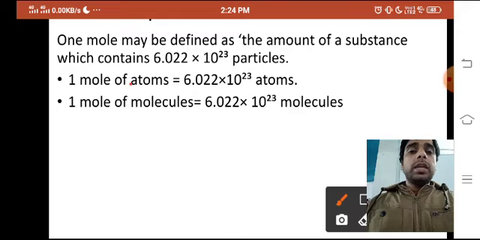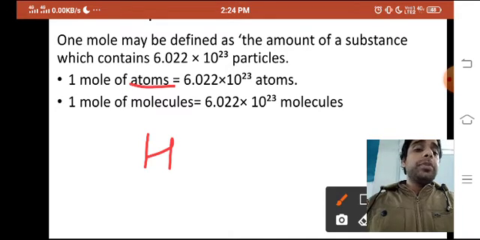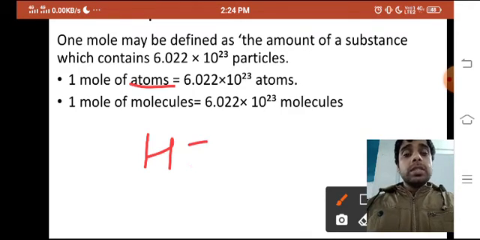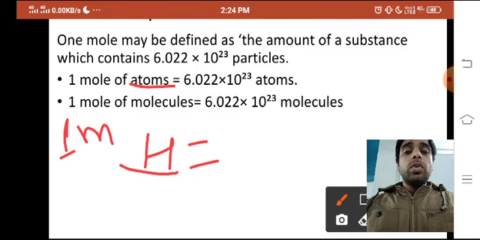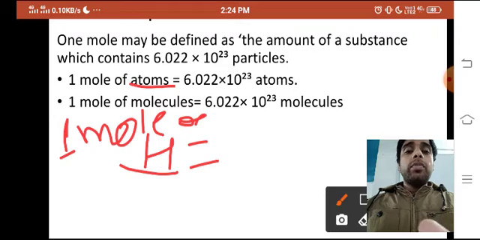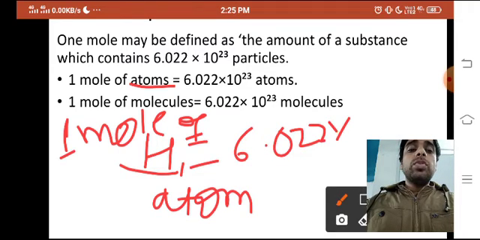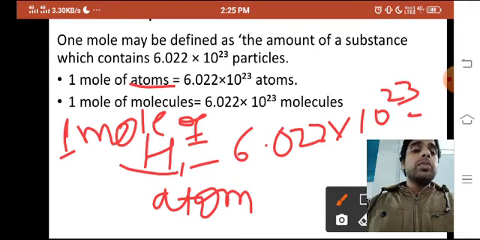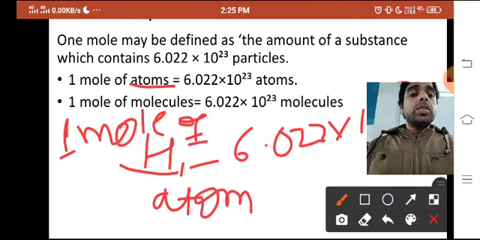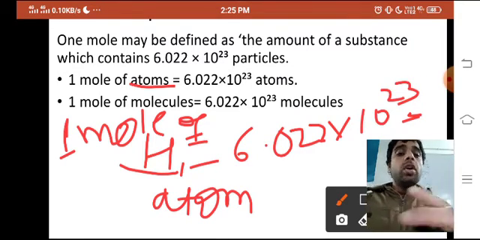If I am writing hydrogen here, hydrogen is an atom, and if I am talking about hydrogen atoms, that means 1 mole of hydrogen atoms. So 1 mole of hydrogen atoms is equal to 6.022 × 10^23 atoms of hydrogen. You have to write atoms of hydrogen. So this is the meaning of 1 mole of atoms.